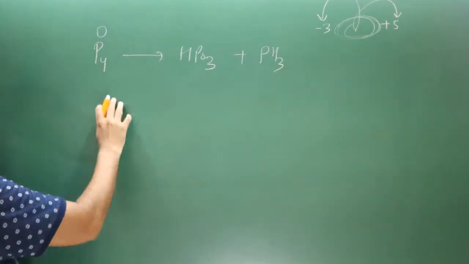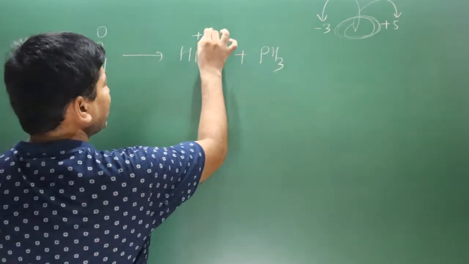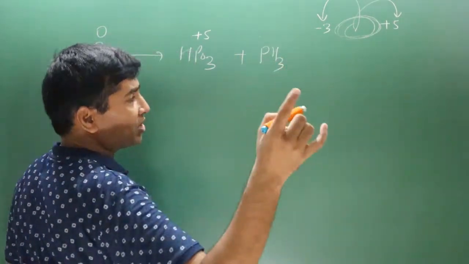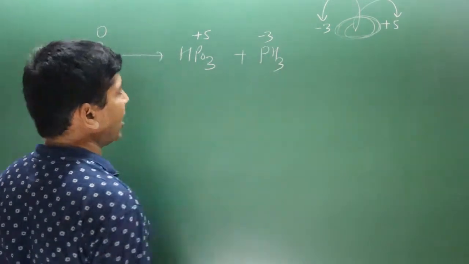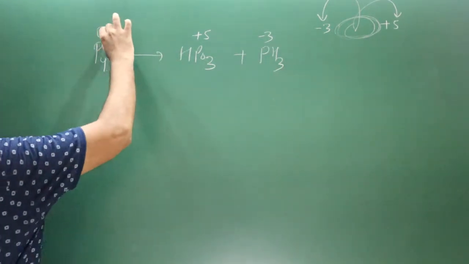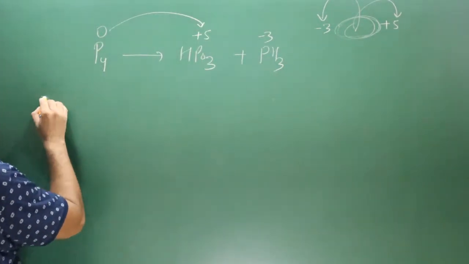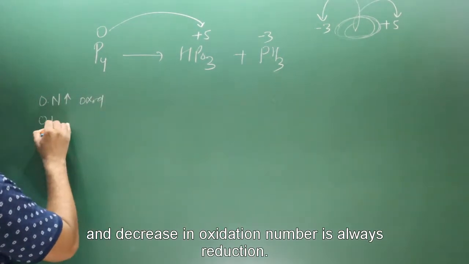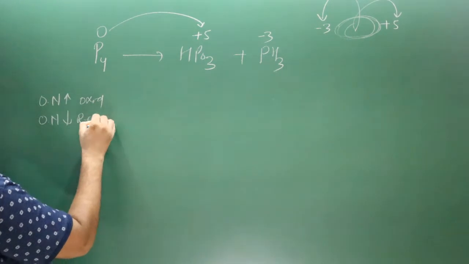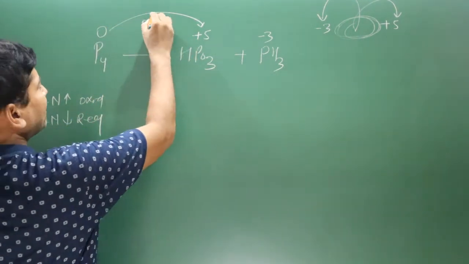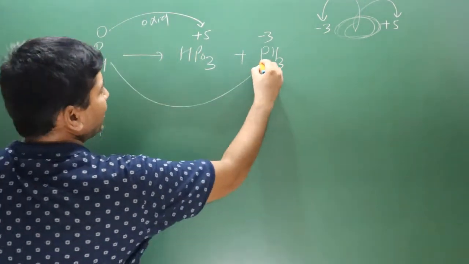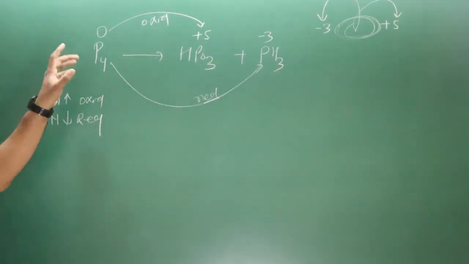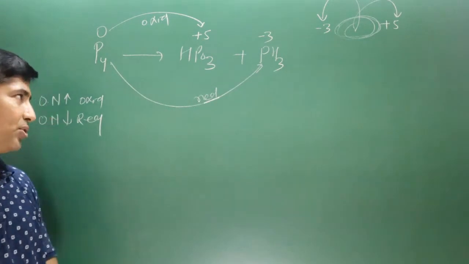Neutral molecule, 0. In H3PO3, phosphorus is present in +5 oxidation state. Hydrogen is there and each hydrogen is +1. Then we have phosphorus in -3 oxidation state. Compare the oxidation state. An increase in oxidation number is always oxidation, and a decrease in oxidation number is always reduction. So 0 to +5 is oxidation. 0 to -3 is reduction. Then we have disproportionation: this molecule undergoes both oxidation as well as reduction.